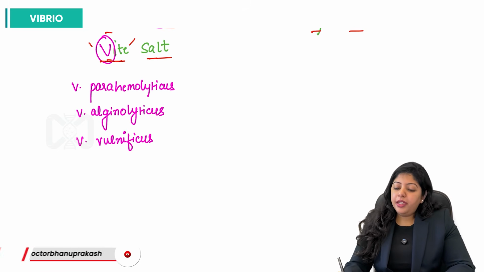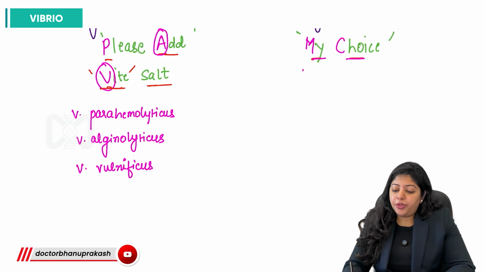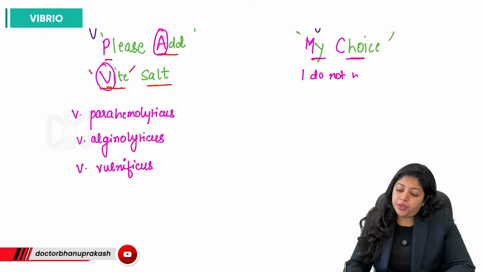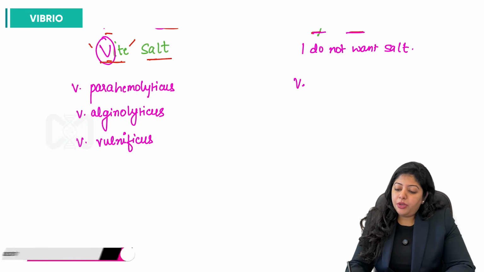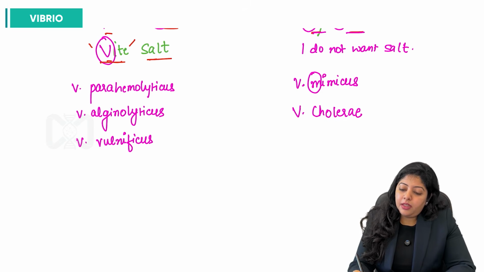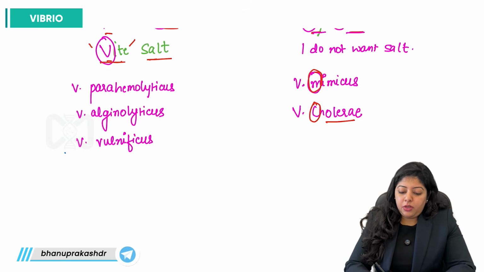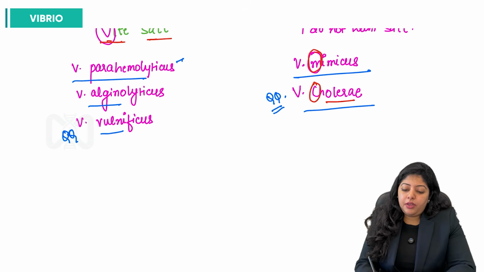And for non-halophilic Vibrio, it is my choice. I do not want salt, right? So it is my choice. The examples are Vibrio mimicus and Vibrio cholerae. It is cholerae and mimicus. So these are the non-halophilic Vibrio examples, mimicus and cholerae, and the halophilic are these three species, right?